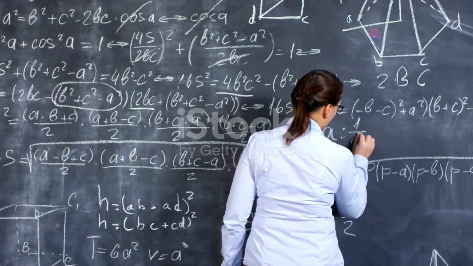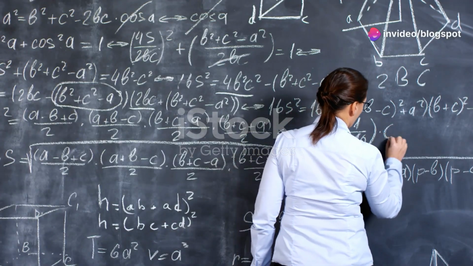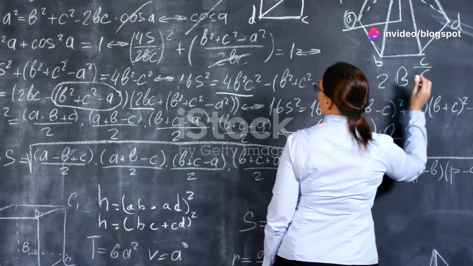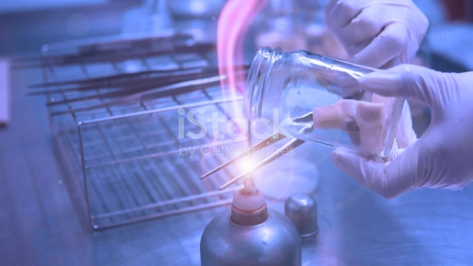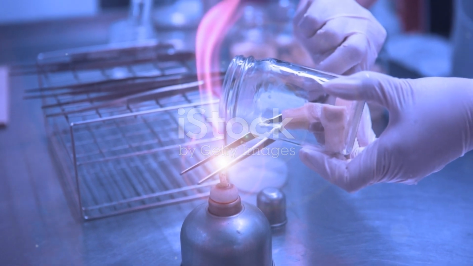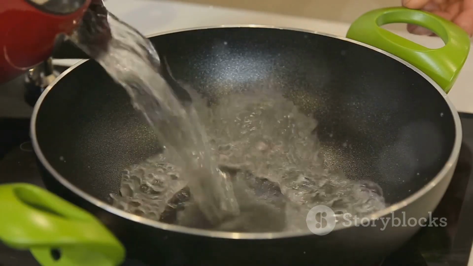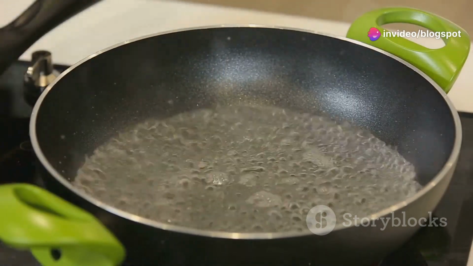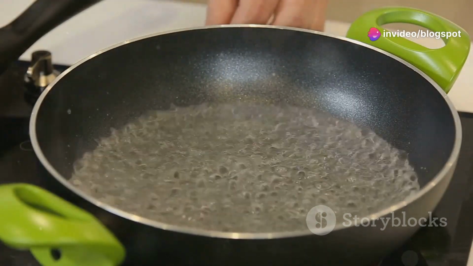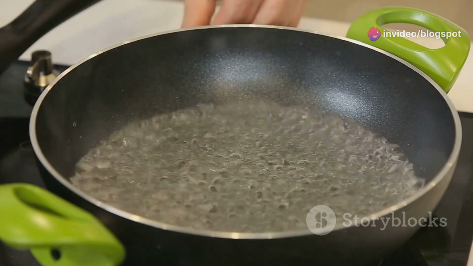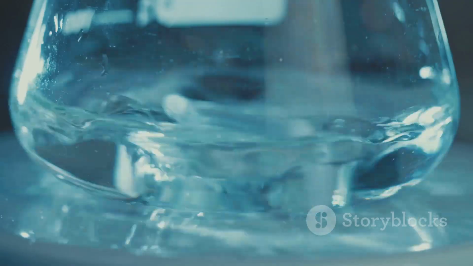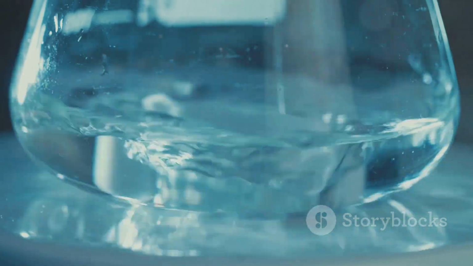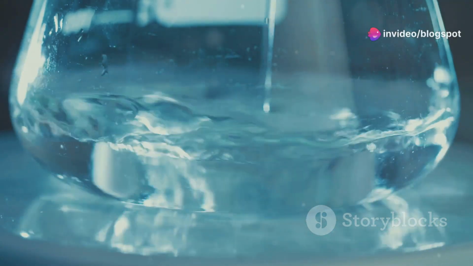Section 5. Putting theory into practice. Calculating specific heat. Let's apply the specific heat equation to a real-world example. Here's the problem. How much heat is required to raise the temperature of 50 grams of water from 20 degrees Celsius to 80 degrees Celsius? The specific heat of water is 4.18 joules per gram per degree Celsius.